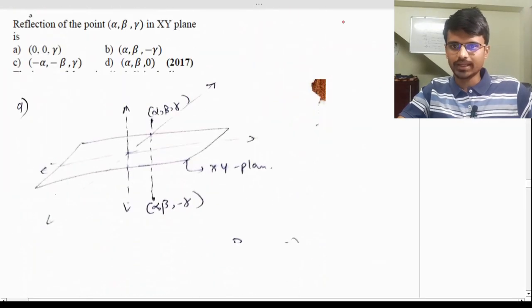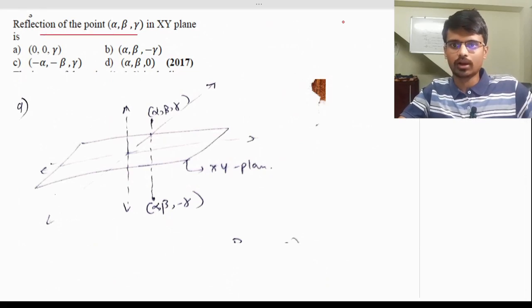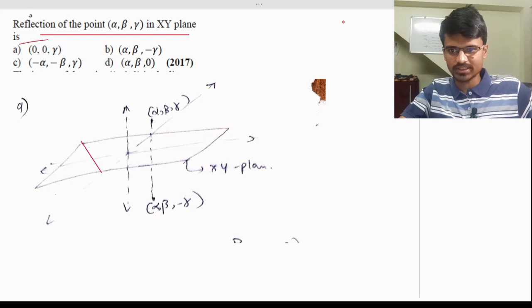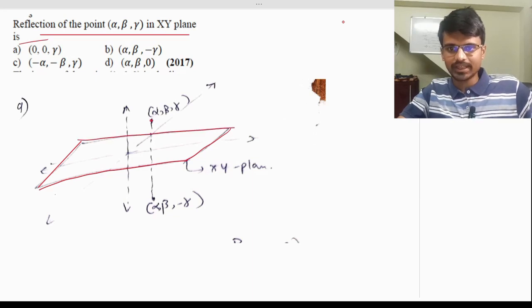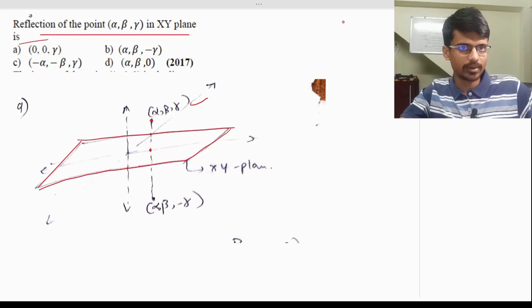Okay, moving to the next question. Again, this is an easy question. The reflection of the point alpha comma beta comma gamma in the xy plane is, okay. So let me draw the 3D surface. Say this is our xy plane. Let us take this point alpha comma beta comma gamma here. So the reflection of the point about the xy plane. If I take the reflection about the xy plane, see, on the xy plane the z coordinate is 0. Everyone agrees?